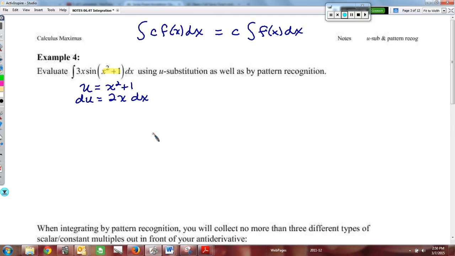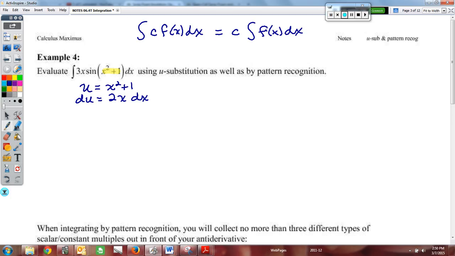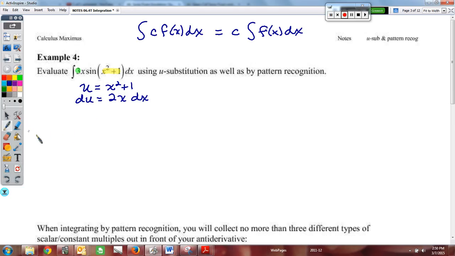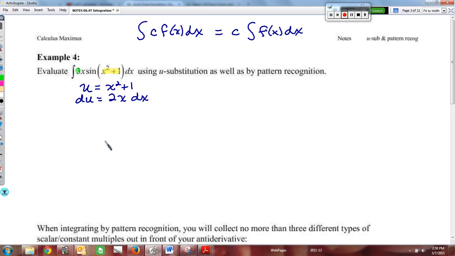Now what's going to bother us here is the fact that we don't have 2x dx, we have 3x dx. So what we're going to do, and this is our trick, is that constant I can pull out. It bothers me there's a 3 there, so I'm going to pull it out.